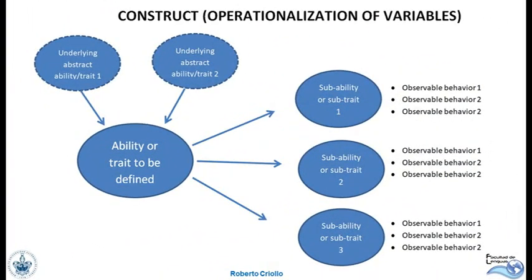This is a graphic representation of how a construct is operationalized. So we have an ability or trait that is going to be defined, and this could be caused by other underlying abilities or traits that are even more abstract. But this ability or trait is going to be defined by different kinds of sub-abilities or sub-traits, right? That are going to be identified and then broken down into different kinds of observable behaviors that we can measure.